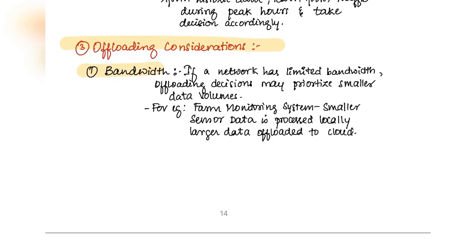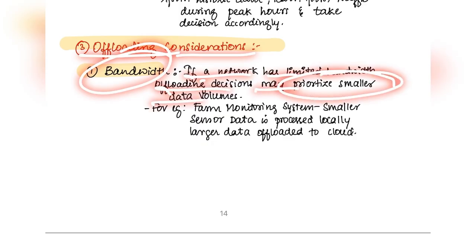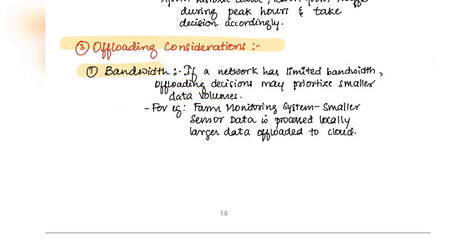Next we have offloading considerations. In the naive based and bargaining based approaches, we spoke about bandwidth and latency, right? That is what comes under offloading considerations. Bandwidth means if a network has limited bandwidth, offloading decisions may prioritize smaller data volumes. For example, in a farm monitoring system, smaller sensor data is processed locally, while larger data is offloaded or sent to the cloud, right?